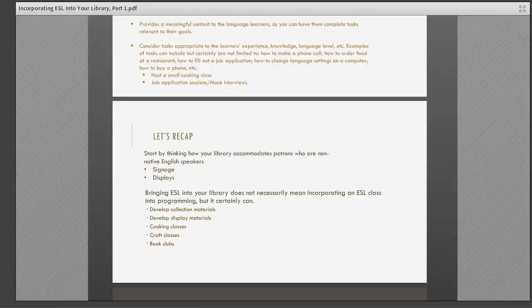But other classes, if you do have the time and you are trying to get more creative with your programming, you can have craft classes, you can have book clubs, you can have cooking classes. Just like we talked about, keep in mind your community members that you're trying to reach, okay? You want to keep in mind things like experience, knowledge, possible language levels when you're trying to develop these program offerings or these resources, okay?